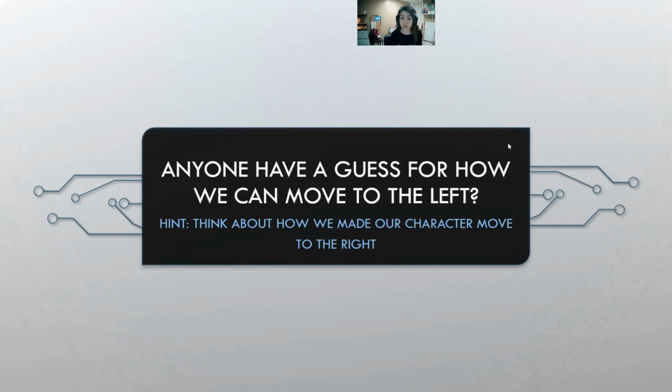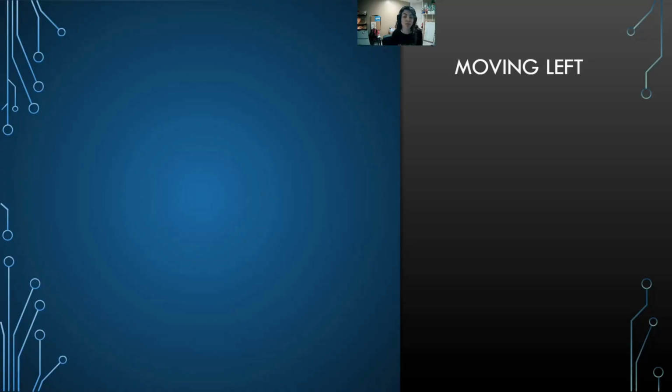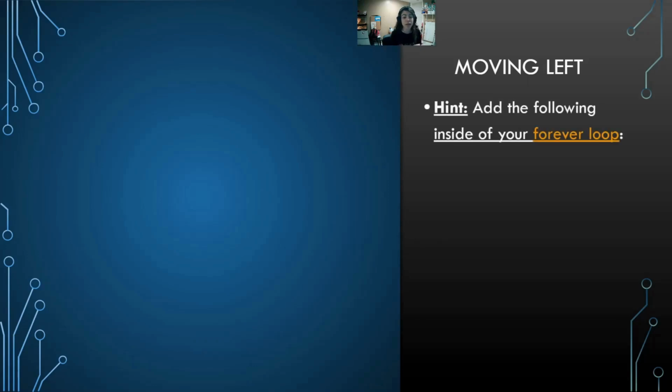Can you guess how to do the left side? If not, let's move on to making the left side. Let's make our character move to the left now since we can only move in one direction. Here's a hint. We're going to add it to the inside of our current forever loop. So now our new trigger will be if the left arrow key is pressed, then point in the direction -90 and move 5 steps. So this is going to be inside our forever loop.